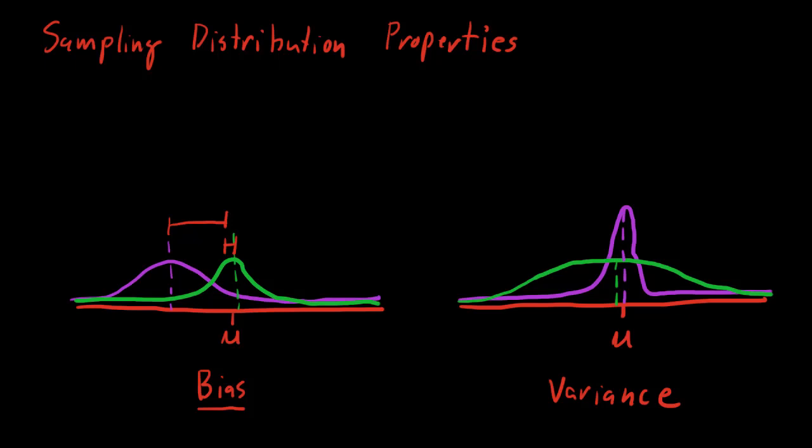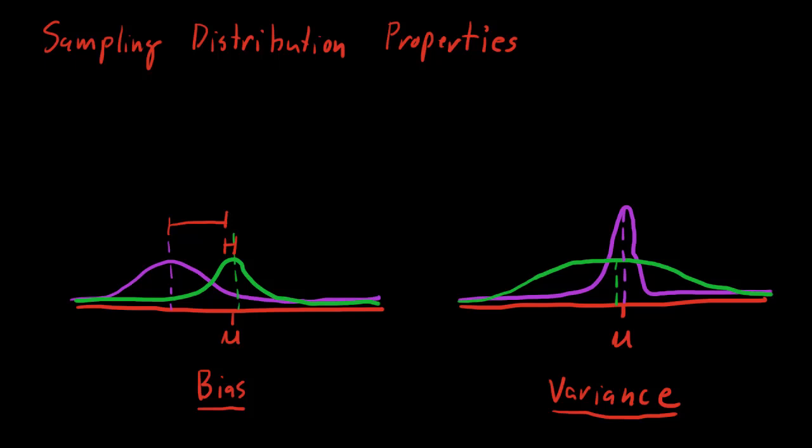The second property that we have is called the variance, and it's the same variance that we've dealt with in previous sections. And what the variance that we're looking for is the smallest possible variance for the sampling distribution that still has a zero bias. So in this example, the purple distribution has a much smaller variance than the green distribution, so we'd want to pick the purple distribution over the green distribution.